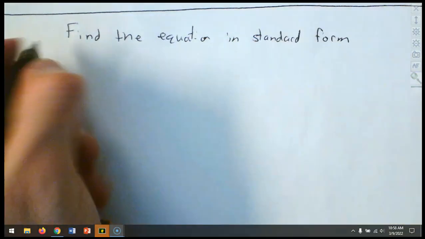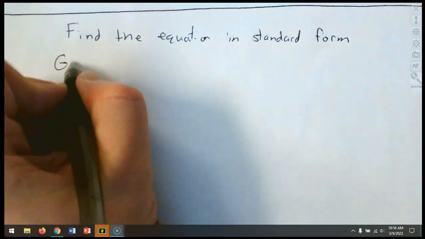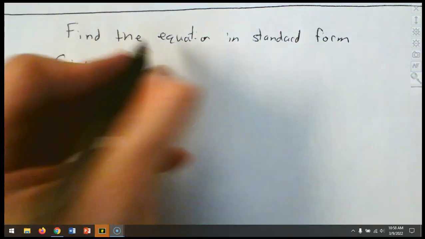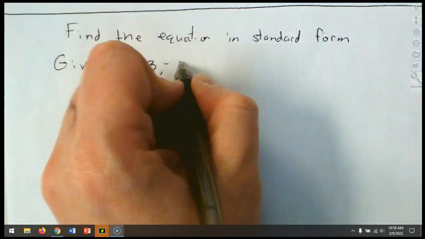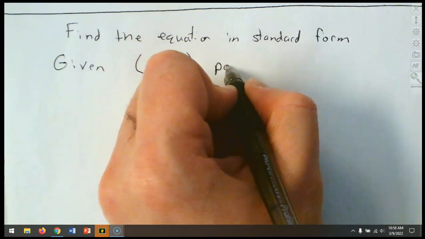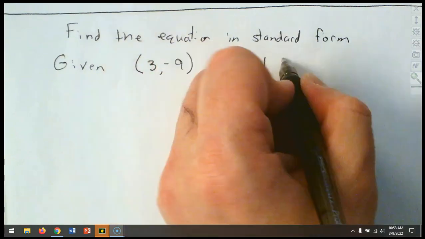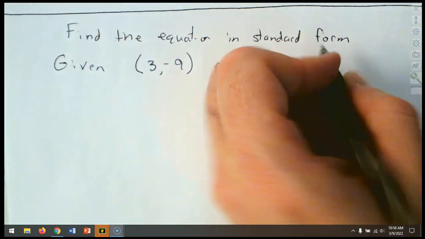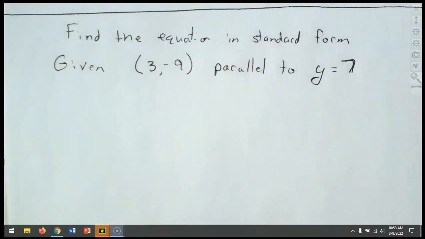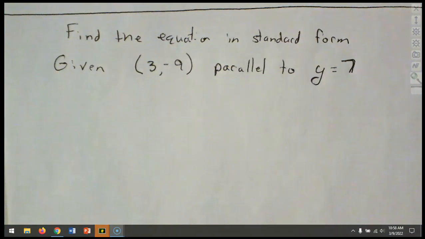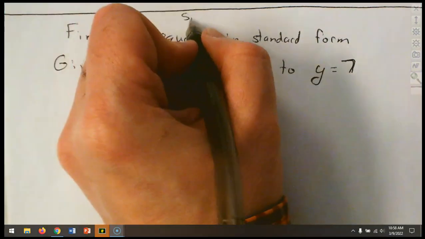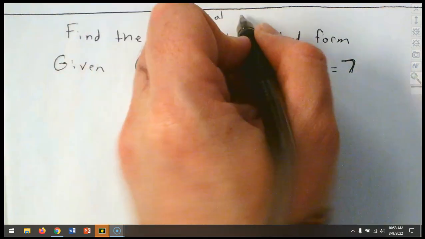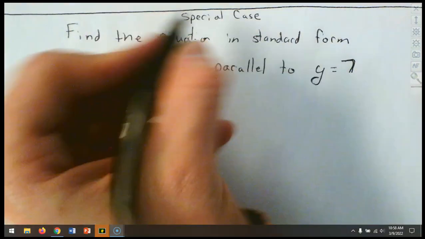And let's say you're given the point (3, -9) parallel to y equals 7. So this one's going to be a special case, because we really can't use our flowcharts.